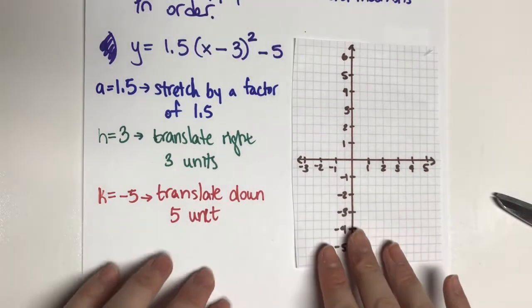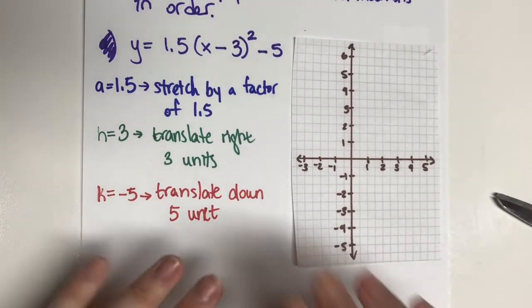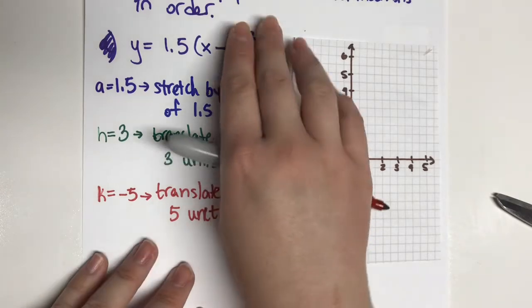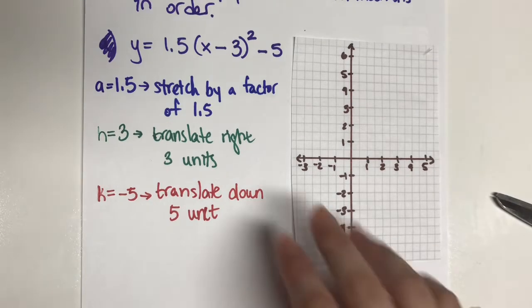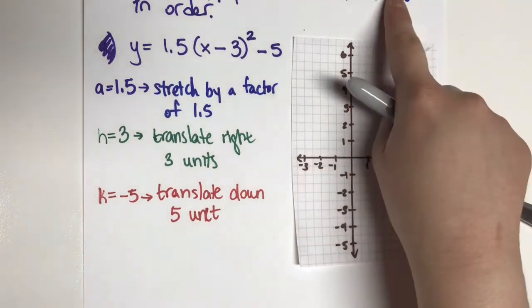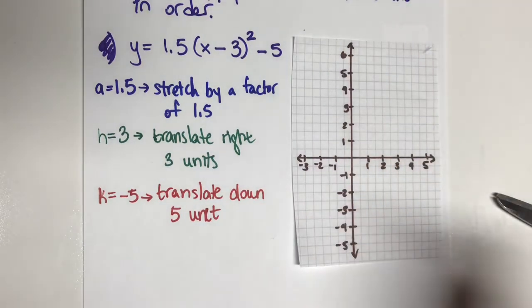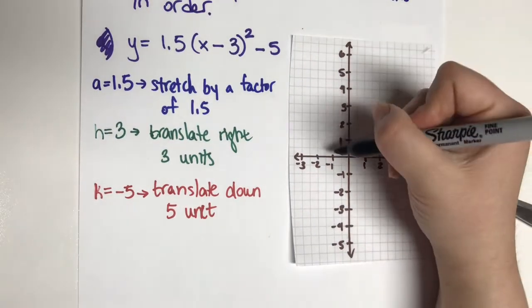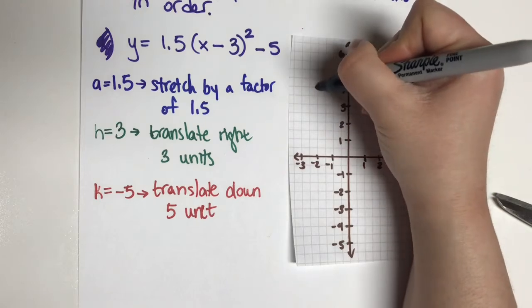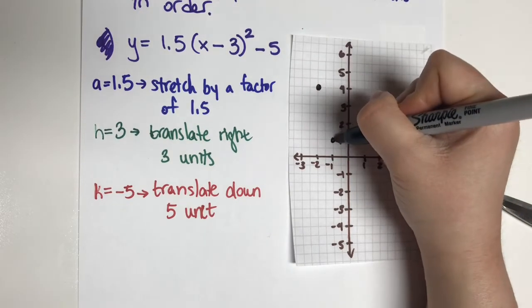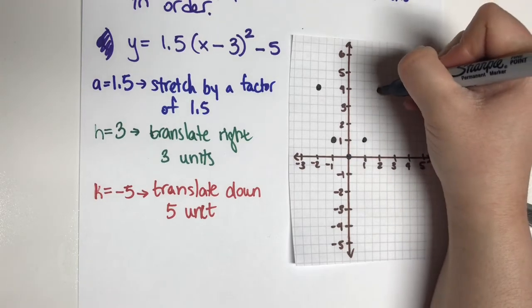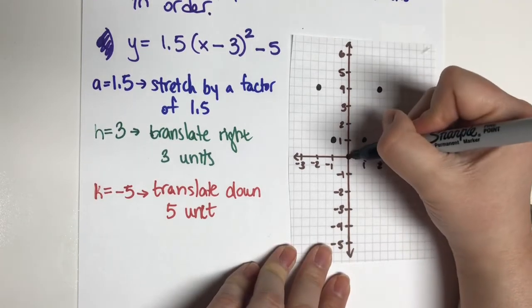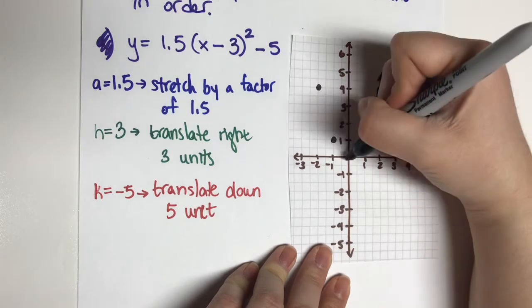So hopefully by the time you come to this point, you've had enough practice with just translations and just stretches and compressions before you actually get to putting it all together. With enough practice, you should be able to graph y equals x squared. That's what we're starting with. You should be able to graph it without looking at the table of values. So you should know -2, 4, -1, 1, 0, 0, 1, 1, and 2, 4. You should be able to graph that without looking, with enough practice.